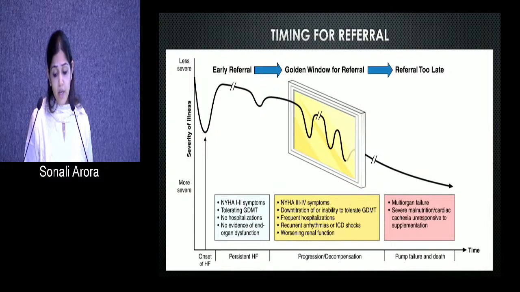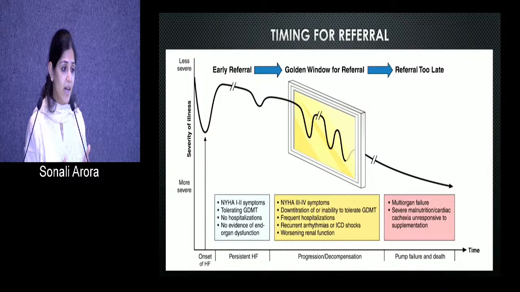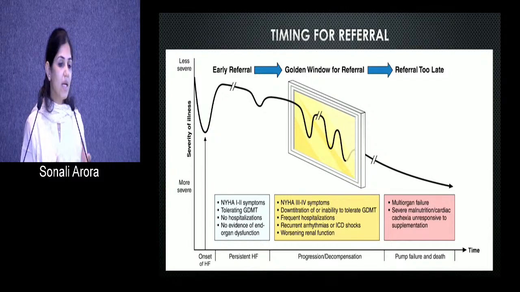Referral which could be too late could be multi-organ failure, severe malnutrition, cardiac cachexia, unresponsive to supplementation, which leads to pump failure and death. We have seen patients with liver dysfunction, kidney dysfunction. Most of the times they're reversible. We give them inotropes, but as soon as they start having multi-organ dysfunction, their mortality and outcomes are inferior to the patients who are coming to you before. So they become Intermacs 2 or 3 rather than 4 or 5 when you actually really want to see the patient. So when you go to the OPDs, think about if this patient is Intermacs 4 or 5 already, you should start prepping them up for advanced heart failure therapies.